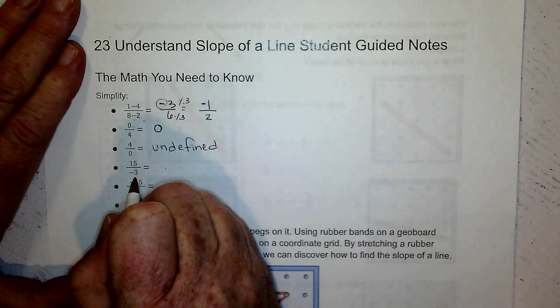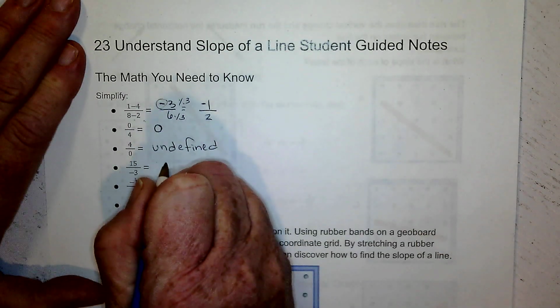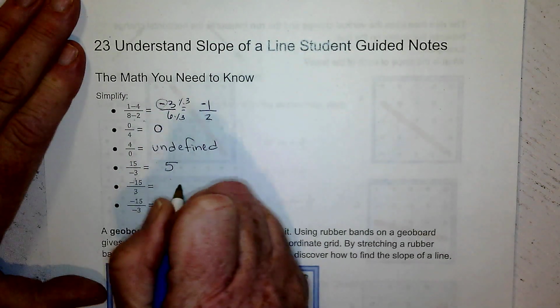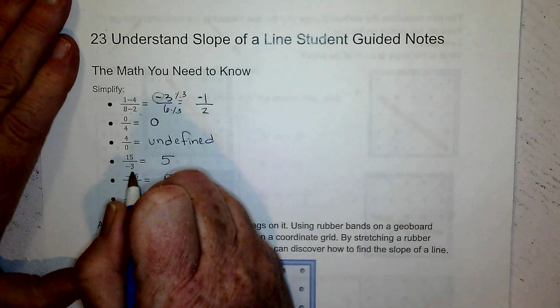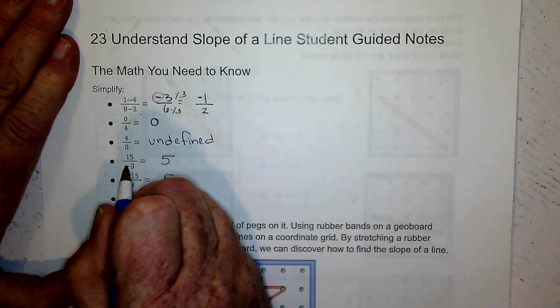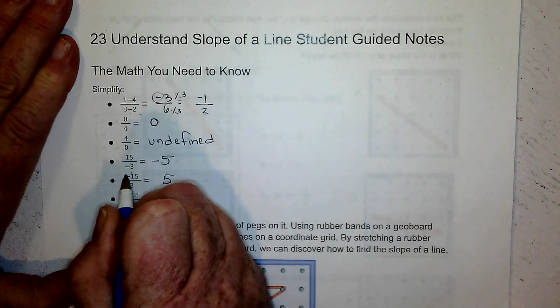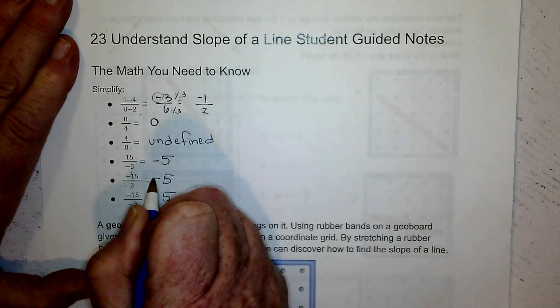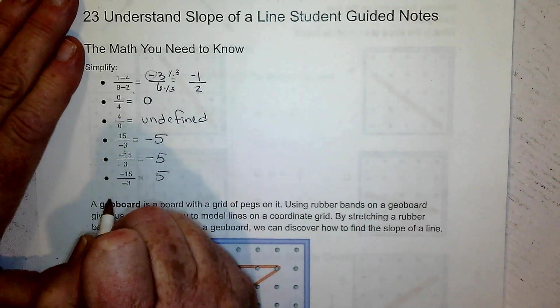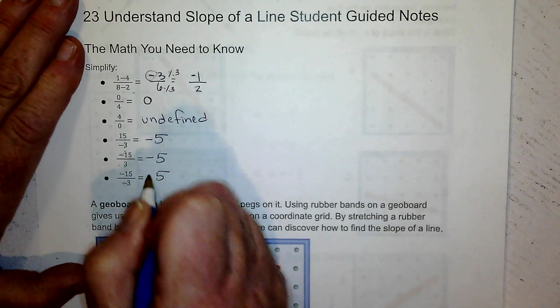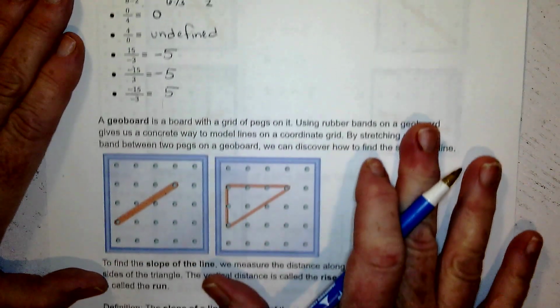15 divided by negative 3. 15 divided by 3 is 5. I'm going to do all of these. They're all 5, but then I want to talk about the signs. A positive divided by a negative is a negative. A negative divided by a positive is a negative. And you could put it in your calculator, 15 divided by negative 3, negative 15 divided by 3. Negative divided by negative is a positive, so those are your answers for those.